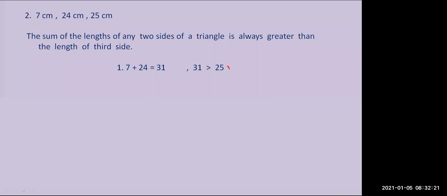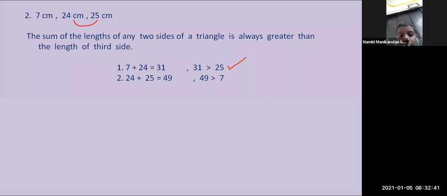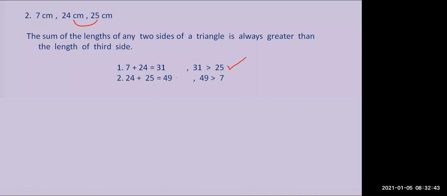So it goes with the property. That is, the answer should be greater than the third side. Now, which other two numbers will we add? 7 plus 24 is done. 24 plus 25. Very good. Now we will add 24 plus 25, and the answer that we got is 49. Very good, Nibi. We have got answer 49.